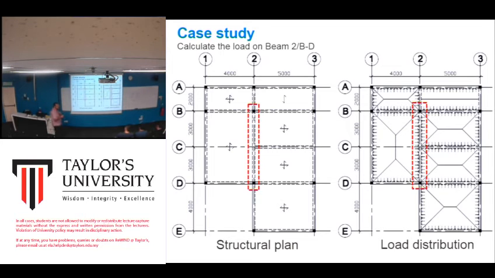This one is one way or two way slab? Two way slab. This one is one way or two way? Two way. The three slabs that connect with this beam are two way slabs.